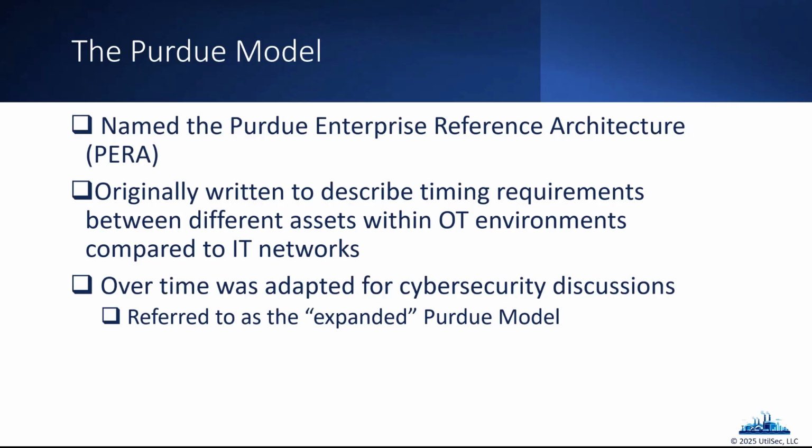Because the Purdue model was actually created to explain how, primarily in OT environments, control systems have specific communication that they need to send between assets very quickly. And if you don't receive those commands or that data in a very short amount of time, we're talking about milliseconds or lower, or quicker, you could have safety or operational availability issues.